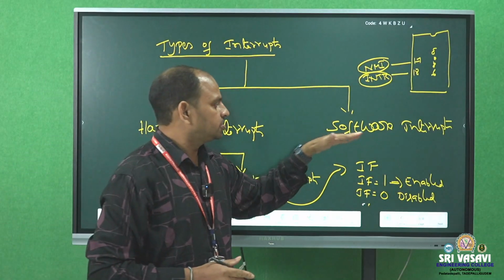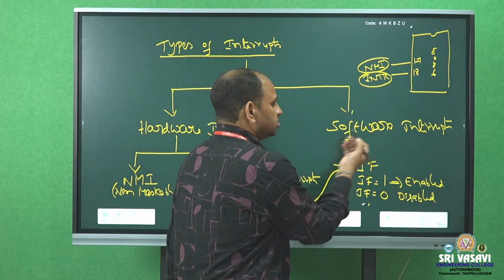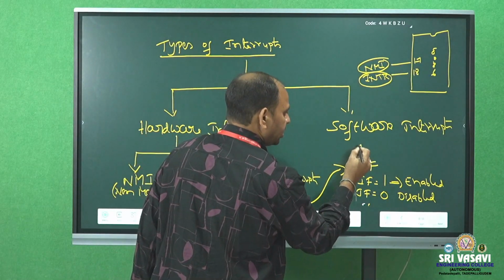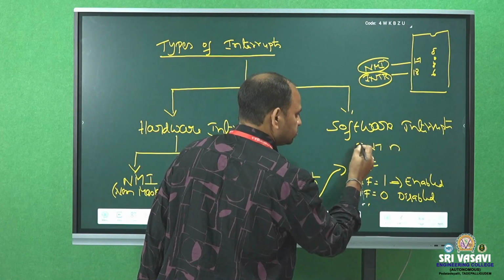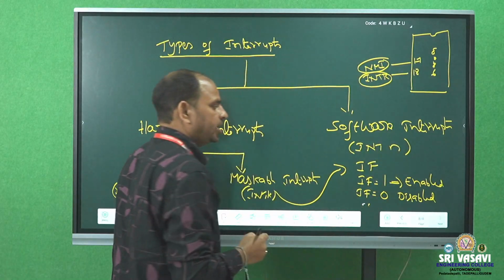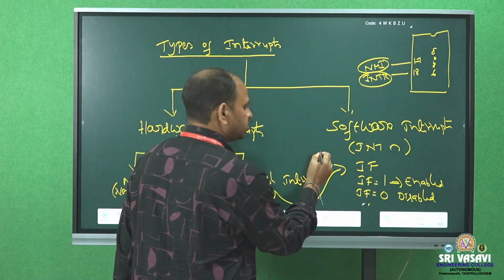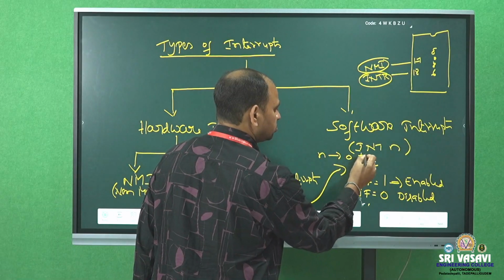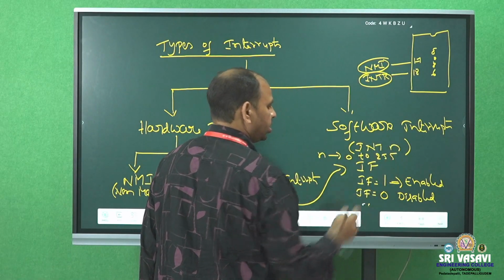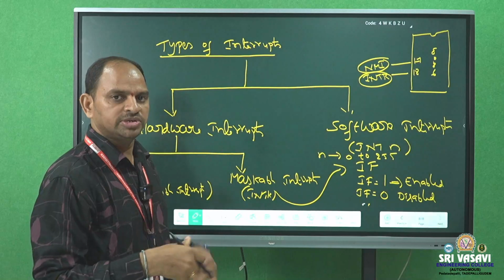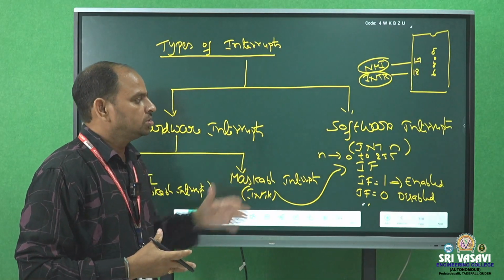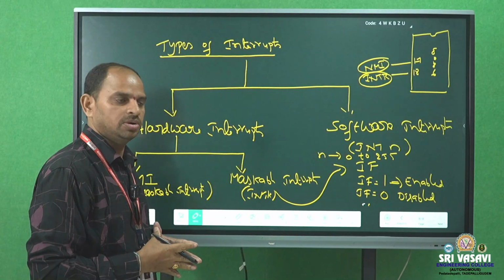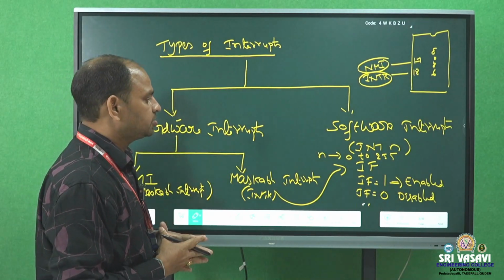Coming to software interrupts, these interrupts are generated due to execution of the INT N instruction, where N is an integer ranging from 0 to 255. That means totally we have 256 software interrupts. So this is about the types of interrupts.